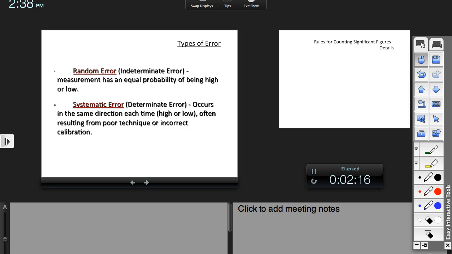When I'm working with people in the lab, most of the time they end up with a systematic error. Let me give you an example. If I'm working with students and they don't know how to read a graduated cylinder, they may look at it and read it from right here. They may stand up tall and read it from here. And if I'm looking at this, it really looks like there's 35.2 milliliters of water in there. It really looks like that sitting up.